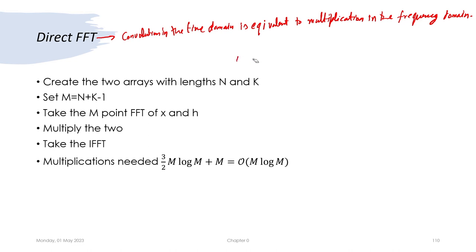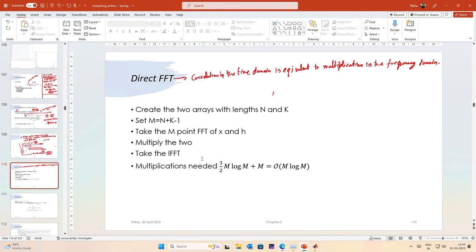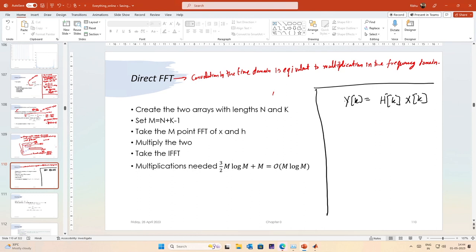And what we will do now is, we will take the same thing and try to use the FFT method for convolution. I will write it here. Y[k] equals H[k] X[k]. So multiplication in the frequency domain is equivalent to convolution in the time domain. So that said, let us do it.